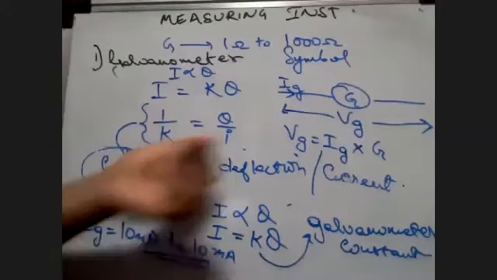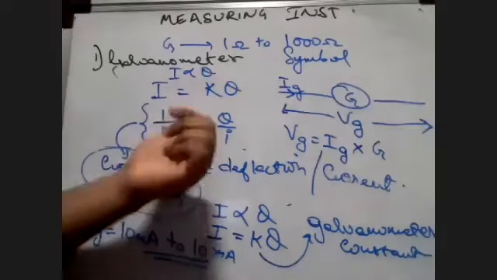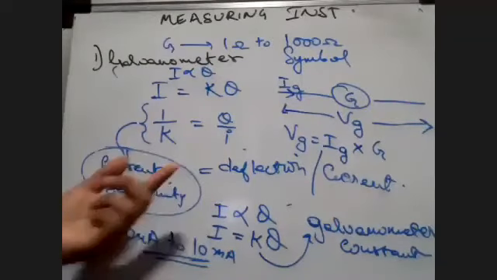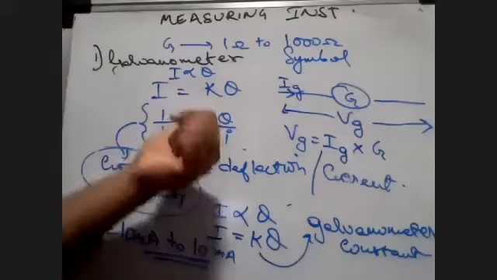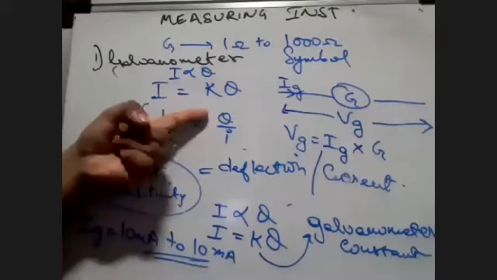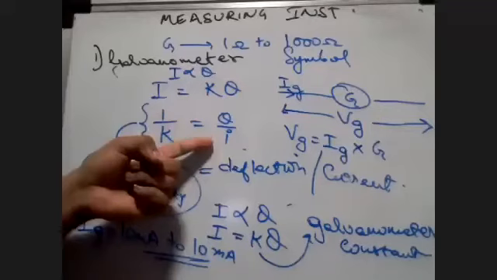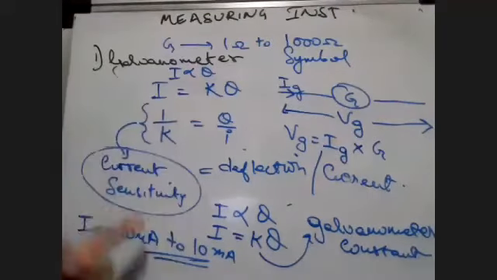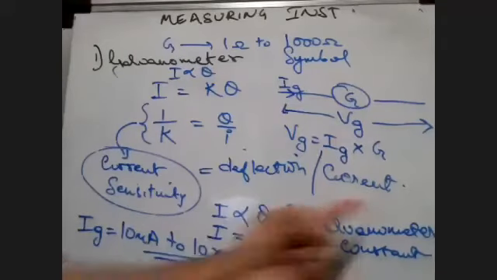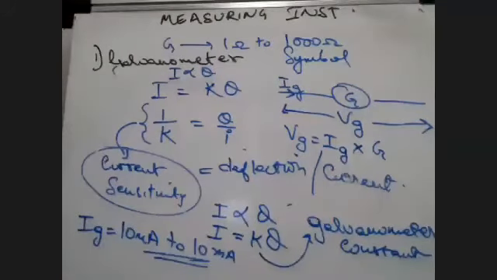Why do we rearrange the terms? So that we get the current sensitivity. Current sensitivity can be defined as the amount of deflection in the needle due to the current being passed through the coil. That is all you can say. So current sensitivity is basically deflection per unit current. Deflection per unit current. Okay.